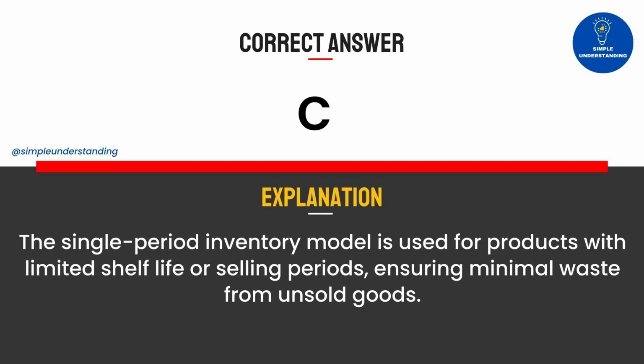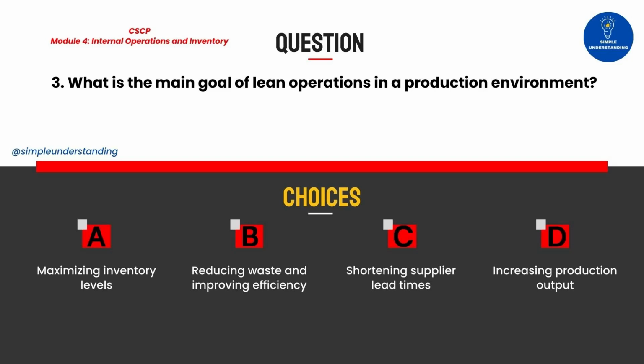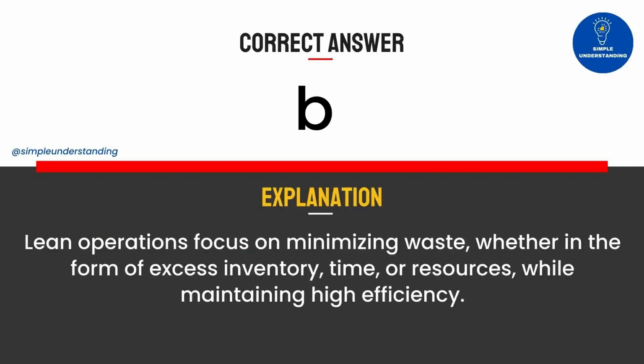3. What is the main goal of lean operations in a production environment? A. Maximizing inventory levels. B. Reducing waste and improving efficiency. C. Shortening supplier lead times. D. Increasing production output. Correct answer, B. Explanation. Lean operations focus on minimizing waste, whether in the form of excess inventory, time, or resources, while maintaining high efficiency.